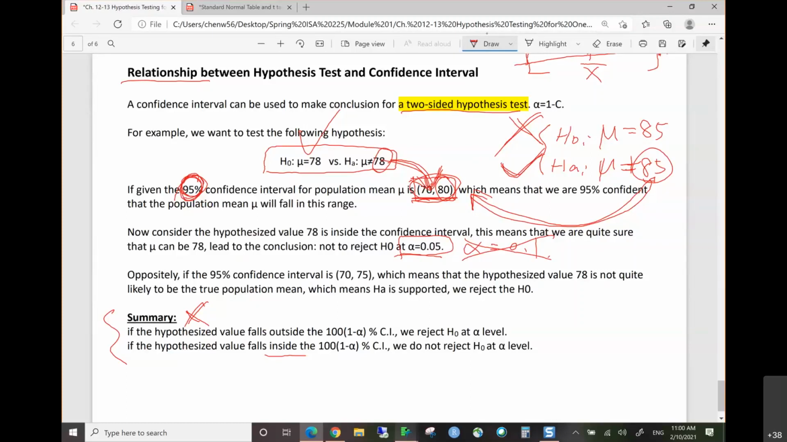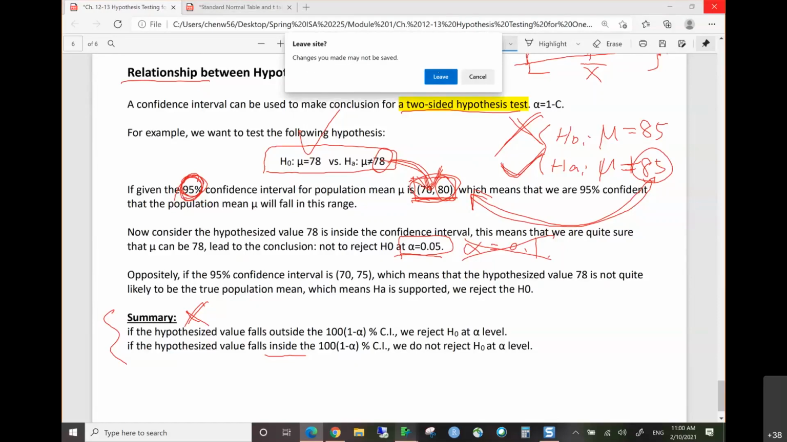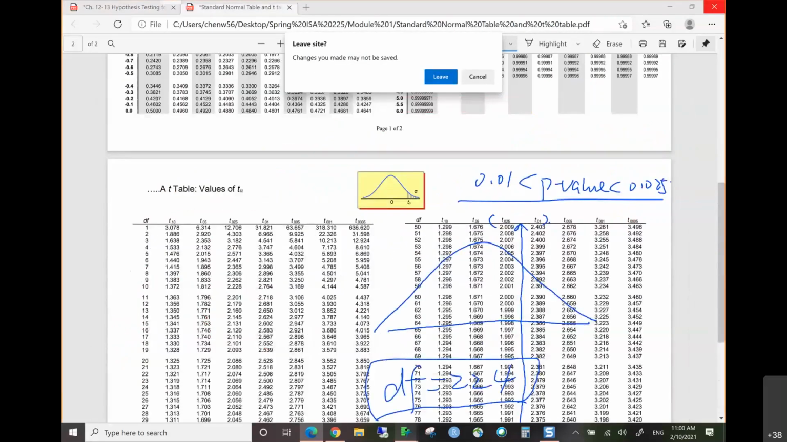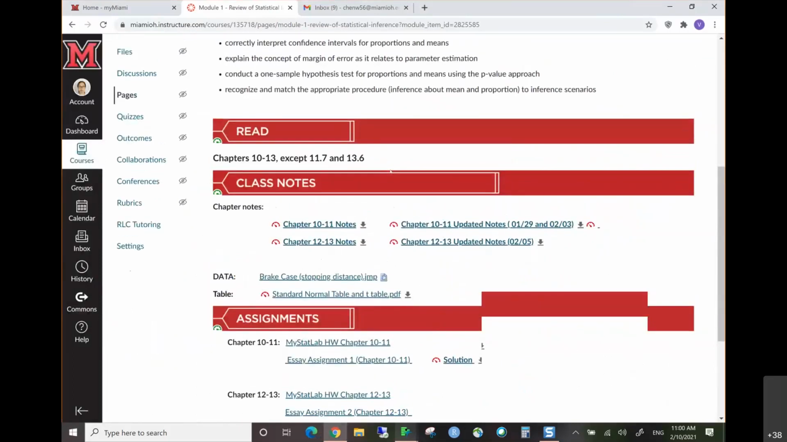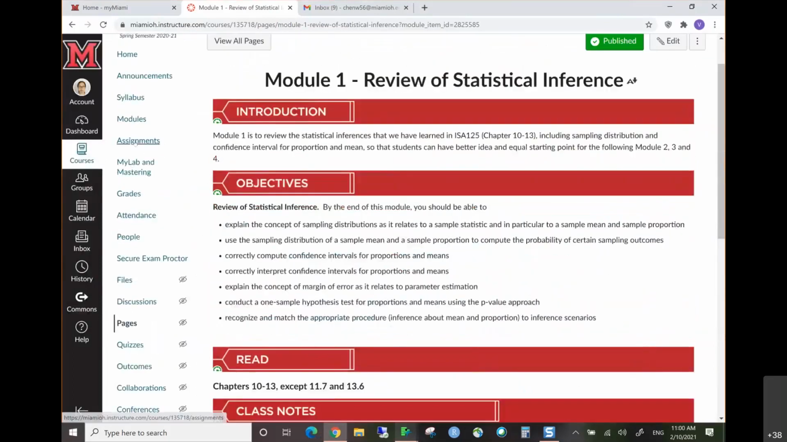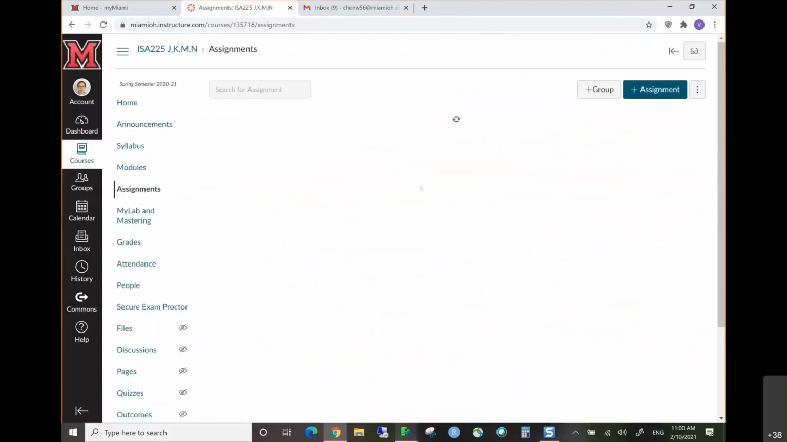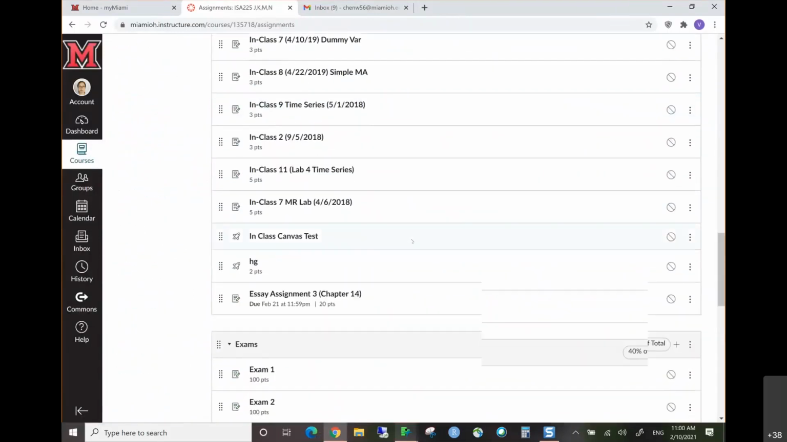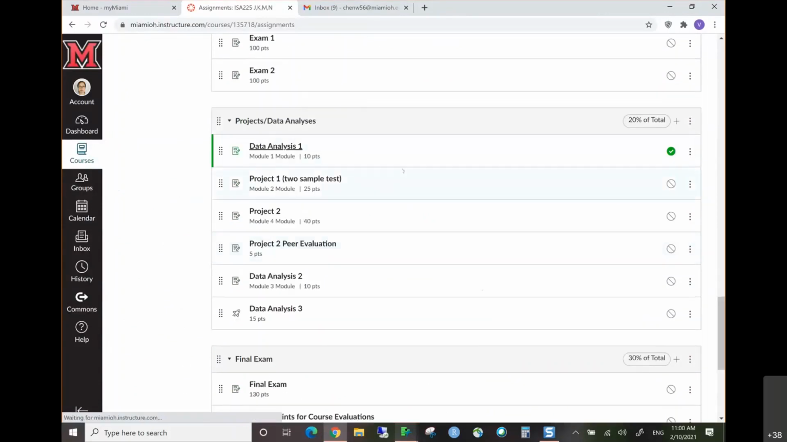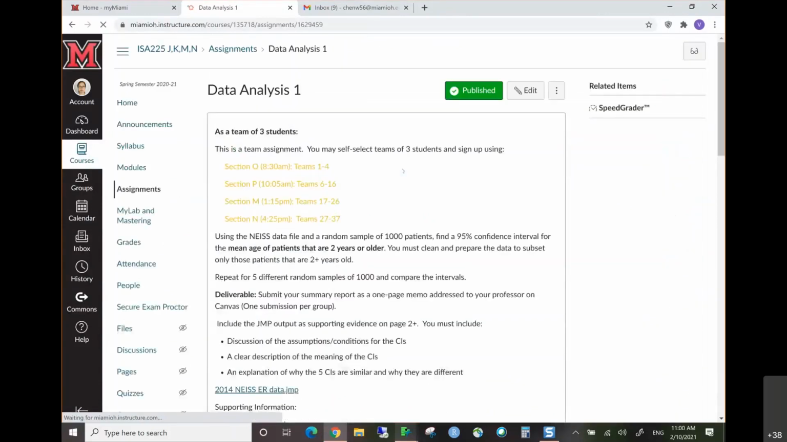Good. All right, remember we have an essay assignment. We have MyStatLab homework for this chapter. All right, and the last thing I want to talk about is our coming data analysis 1. Right? Can everyone see the data analysis 1 in your Canvas page? Got it?